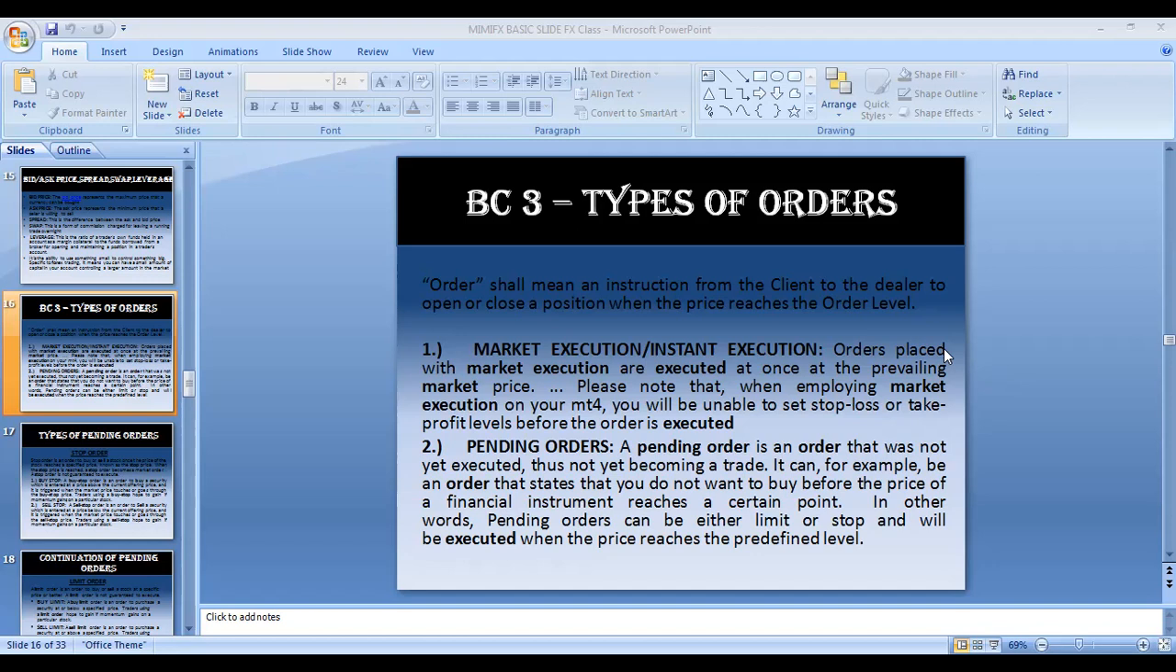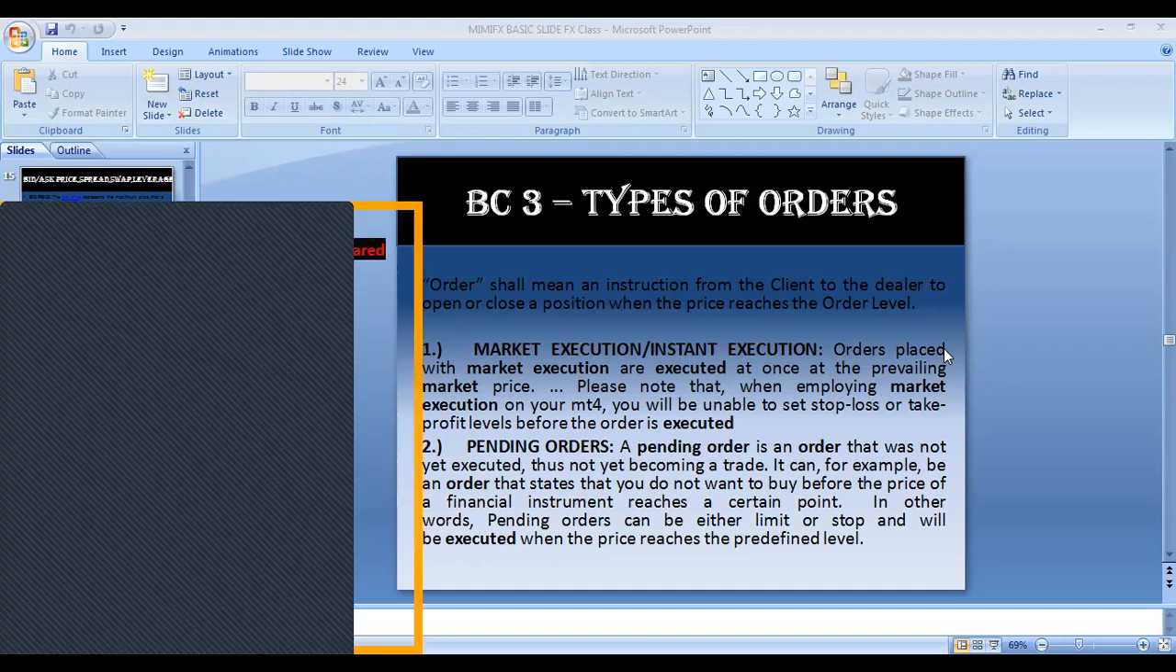Firstly, we have what we call the market execution.